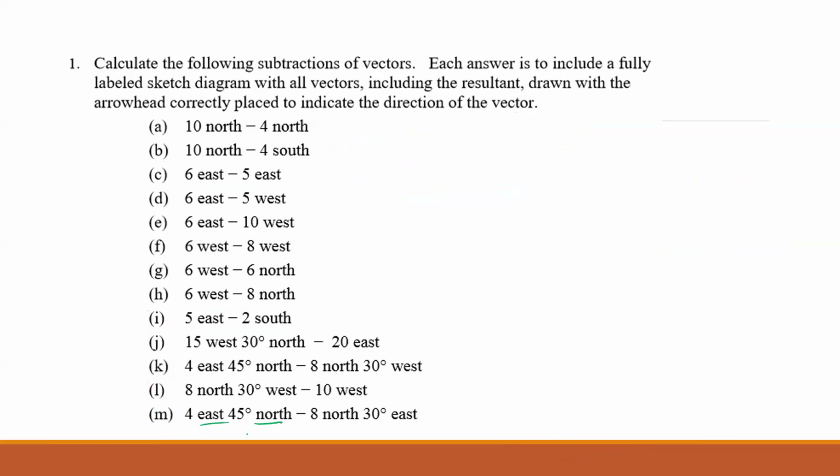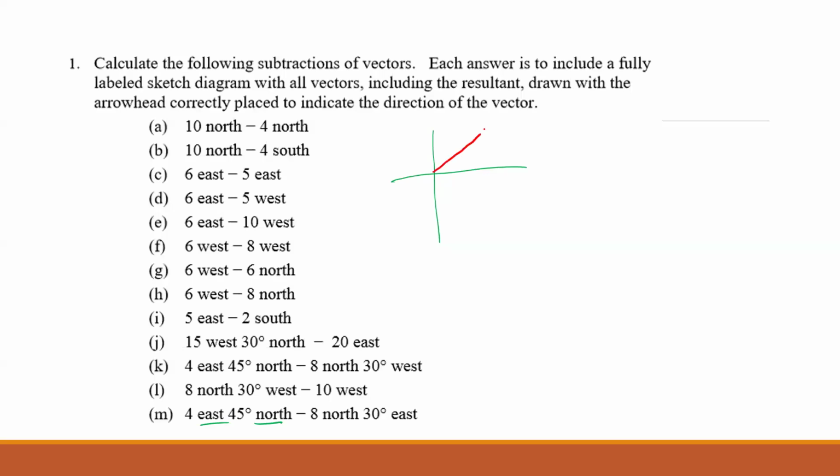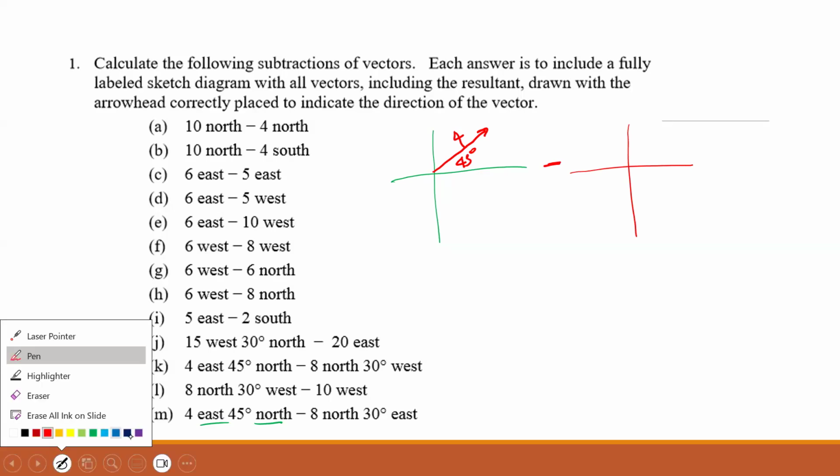East to north 45. So that means east to north this way, 45 degrees. And that is 4 units. Then minus north to east 30.